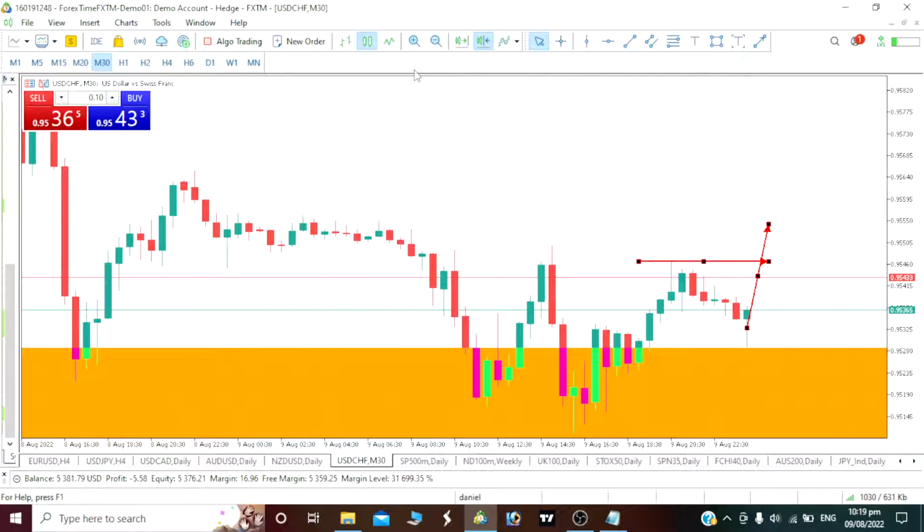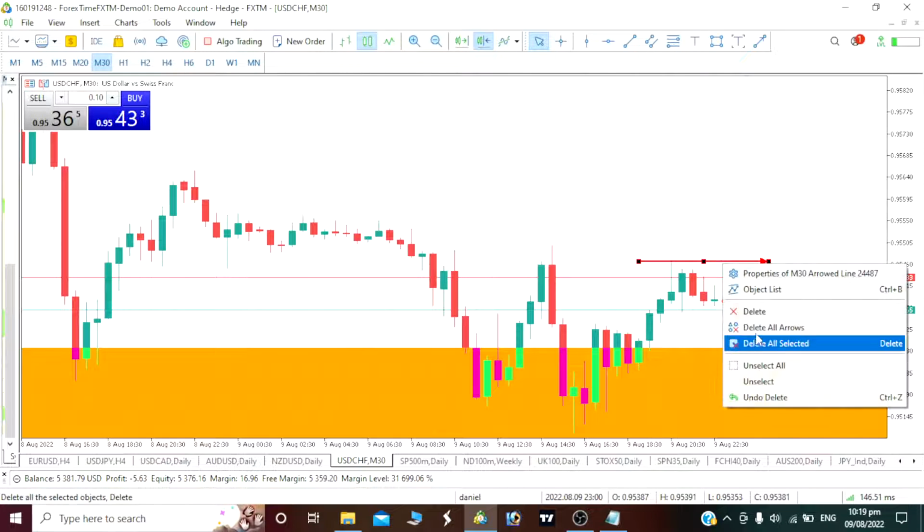But if it fails to break above our previous higher highs, then very much likely we would see our USD Swiss franc drop to that liquidity area we just talked about, very much likely to drop below. But I don't think it will happen, but it might very much likely happen, but I don't think it will happen.